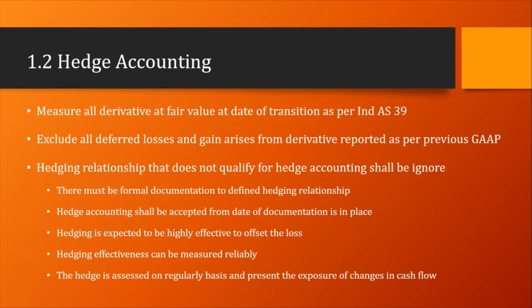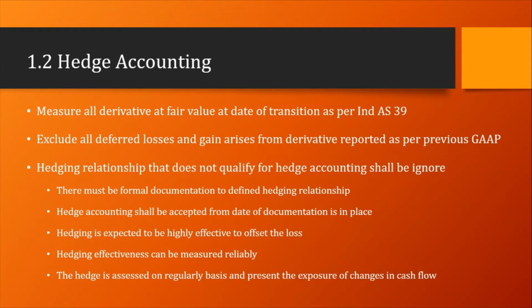Topic number 1.2, hedge accounting. First of all, a first-time adopter has to measure all their derivatives at fair value at the date of transition as per Ind AS 39. They have to ignore all the deferred losses and gains from the derivatives as per the previous GAAP, as if they were considered as assets or liabilities. Then if there is any hedge relationship which does not meet the criteria of hedge accounting, it should be ignored.